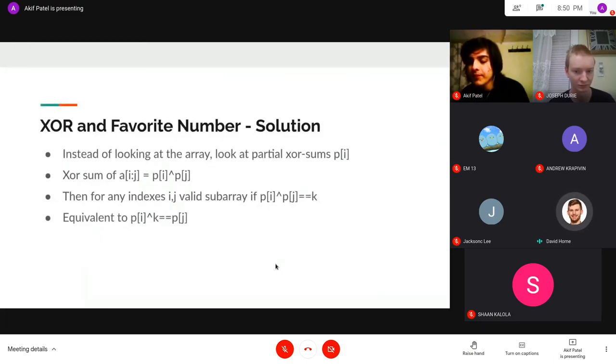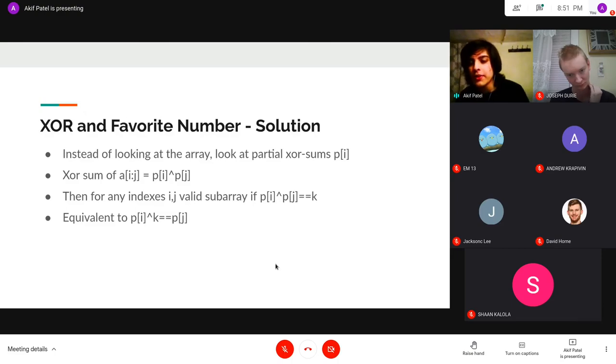You could have like a multiset, and then when you add a new element, you have an existing partial XOR sum of the current array. When you add an element, you XOR that element with the existing partial sum, and then you look in the multiset to see if there exists a PJ when you XOR it with K, and then when you delete an element, you remove it from the multiset, and then you update the XOR sum.